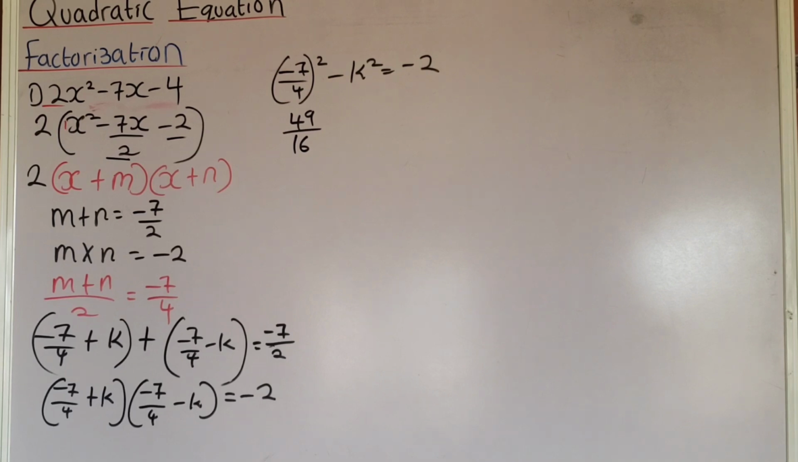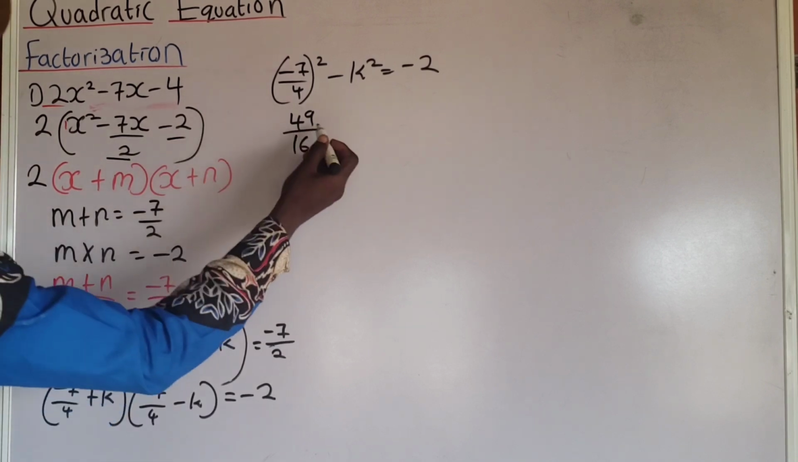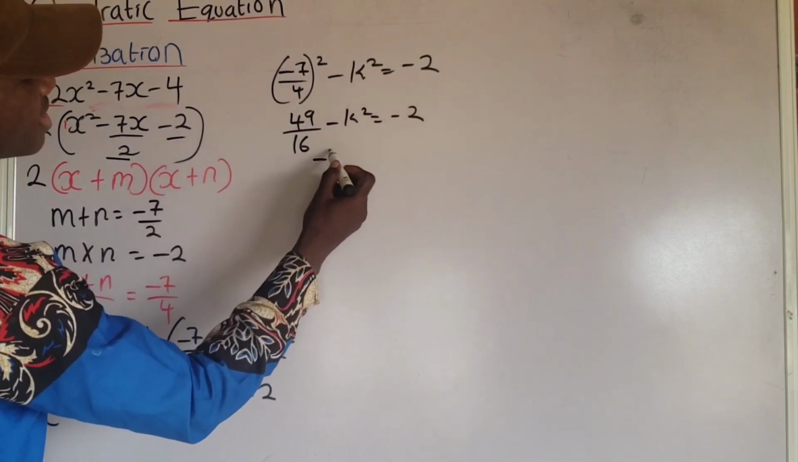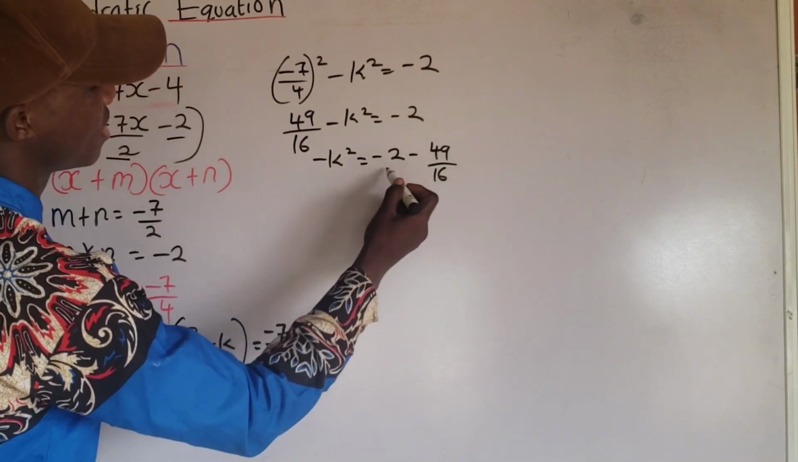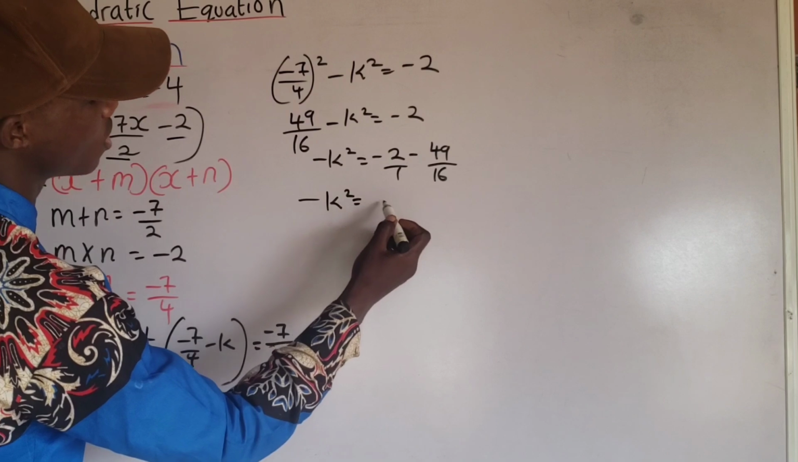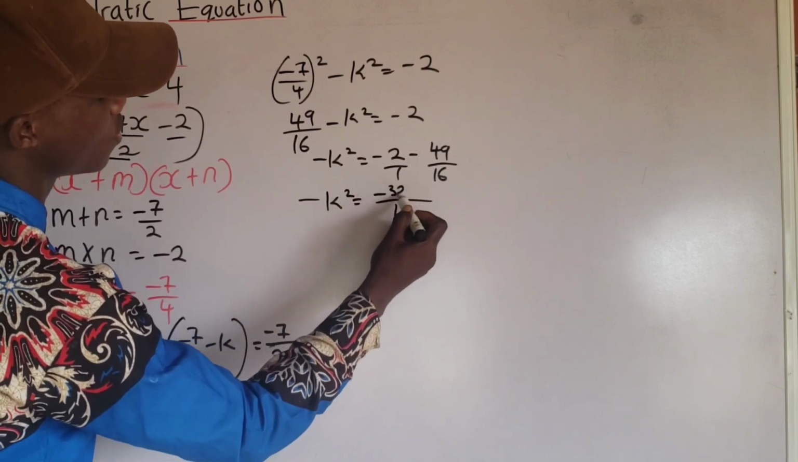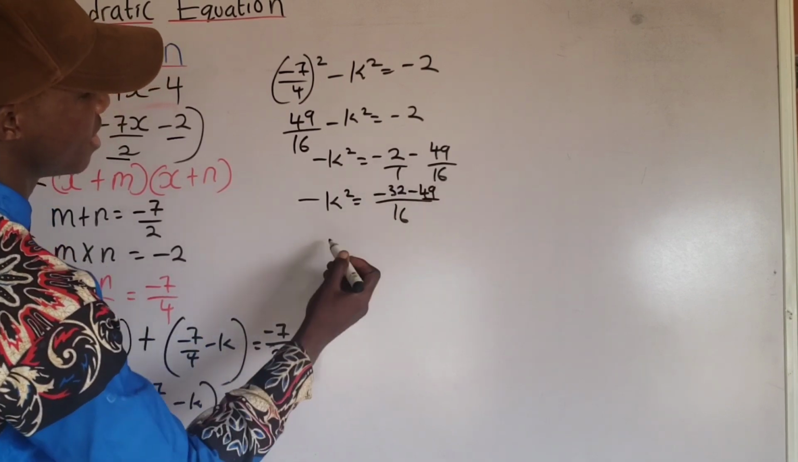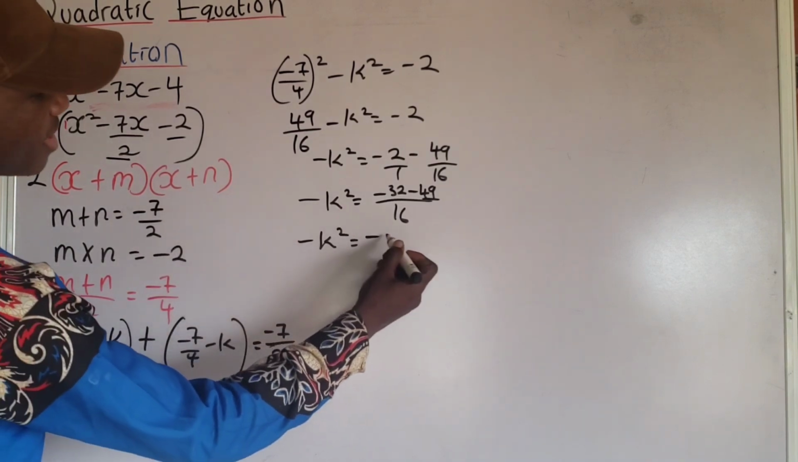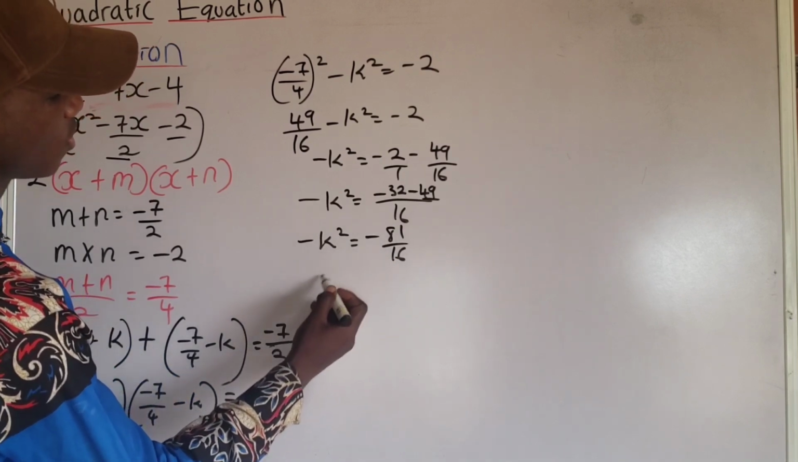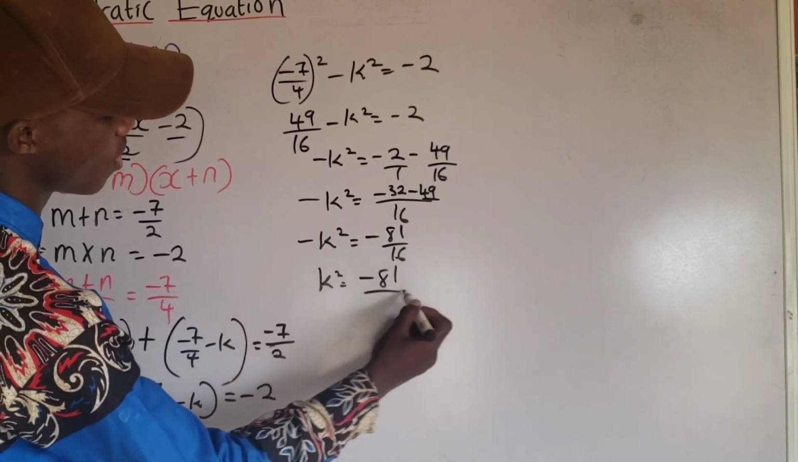Okay? So having gotten this, all you have to do now is collect the like terms. Minus k squared equals negative 2. Negative k squared is equal to negative 2 minus 49 all over 16. You understand? Okay, take the LCM. Negative k squared is equal to, this will be 16. Then you're going to have negative 32, negative 49. That will give us negative 81, all over 16. So k squared is equal to negative 81 all over 16.